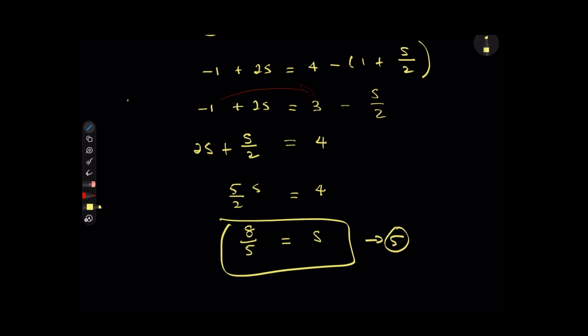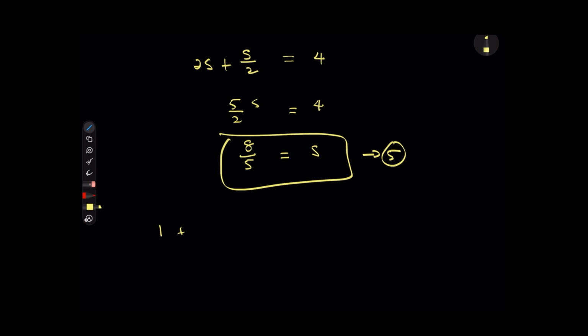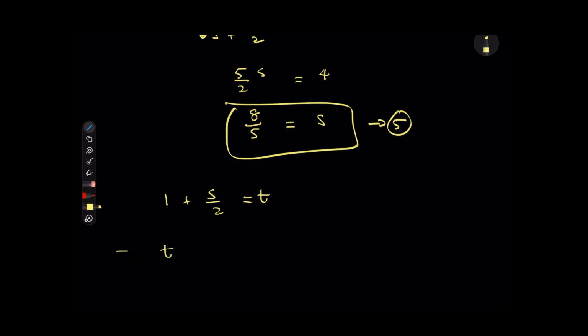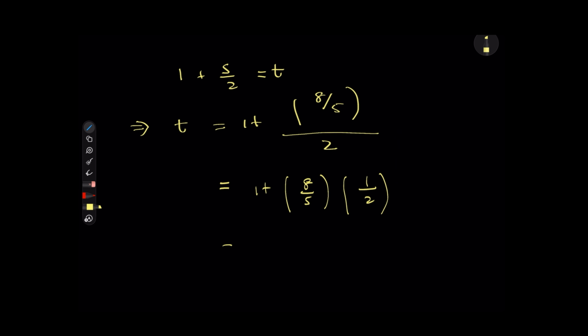Now I'm going to take the fact that s is equal to 8 upon 5 and put it back inside my equation 4. Just to recall, my equation 4 was 1 plus s upon 2 is equal to t. And I have what s is. So t implies t is equal to 1 plus 8 upon 5 all over 2. So t is equal to 1 plus 8 upon 5 multiplied by 1/2. So now I have that t is equal to 9 upon 5.